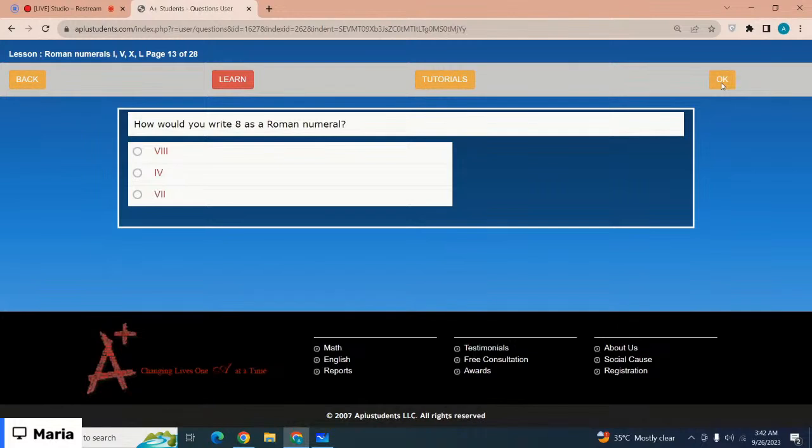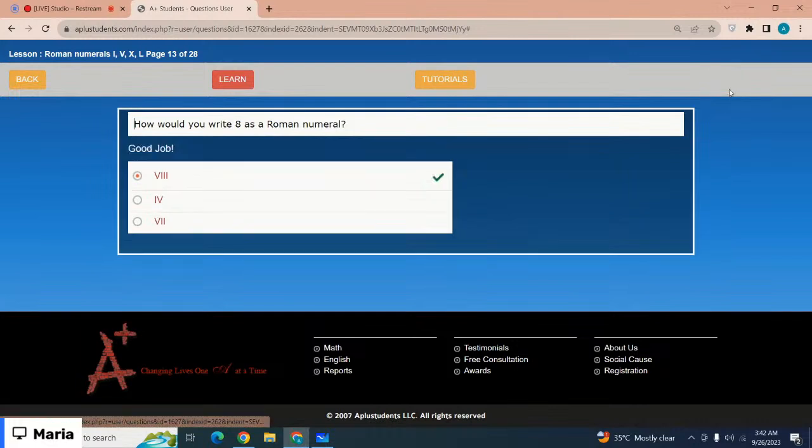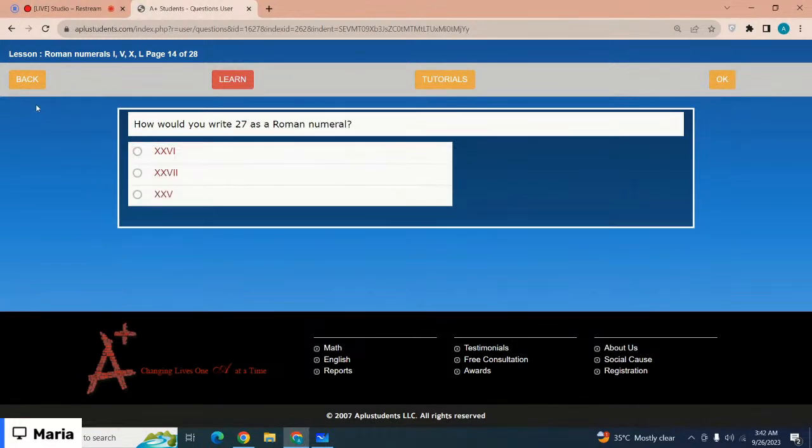How would you write 8 as a Roman numeral? Which is the correct option? Option 1 is the correct option, right? Okay, you can complete the lesson by yourself later today.